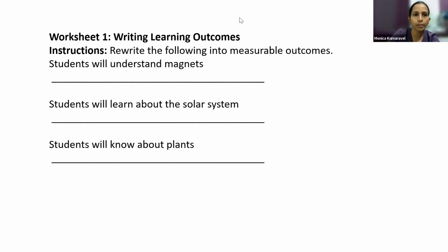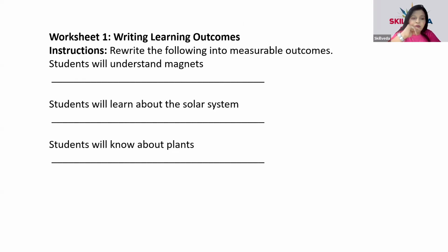Now, can you do the same for this one? Students will understand magnets. Any physics teachers, you can do. Students will learn about the solar system. Can we learn about the solar system in just one day, in one session? No, it's not possible. Students will know about plants. Can the student know about the plant in just one class? No. So what are the possible learning outcomes that you can give for all these?